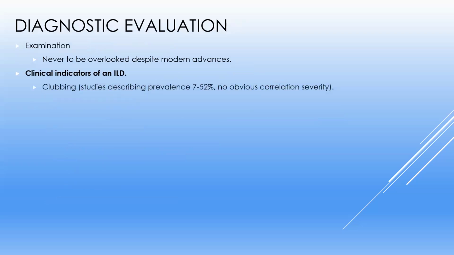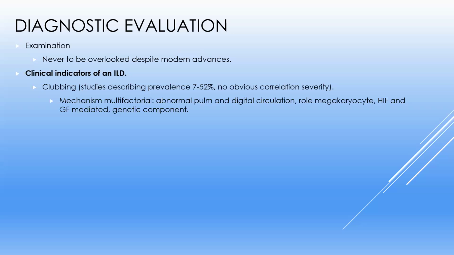Number one, we want to look for clinical indicators of ILD. So clubbing is something we talk a lot about. The studies actually describe a prevalence of between 7 and 52% with no obvious correlation to severity. The mechanism is obviously multifactorial and not fully elucidated. We talk about abnormal pulmonary circulation, the role of the circulating megakaryocyte, and it's usually mediated by growth factors and possibly a genetic component.